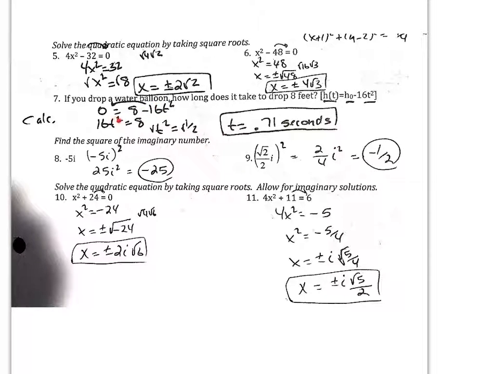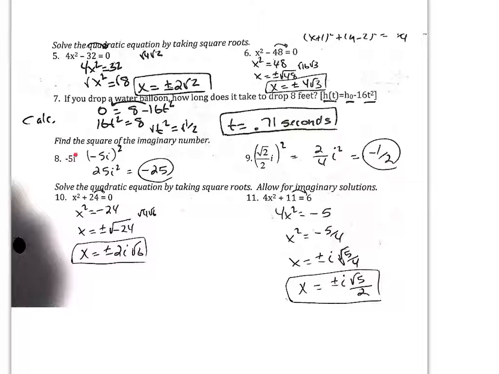So I moved the 16 t squared over, divide by 16, and I got 1/2 when I did that. But it equals t squared, so I had to take the square root, and you can do that on your calculator if you want to. I'll put calc right here to kind of remind you. If you take the square root of 1/2, I got 0.71 seconds.